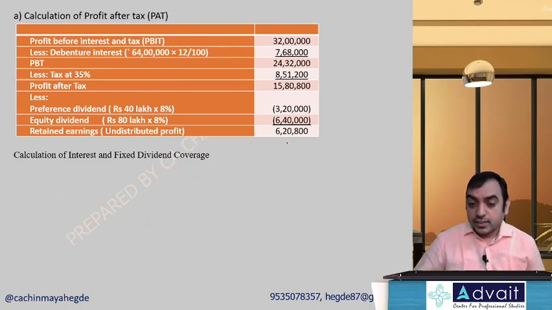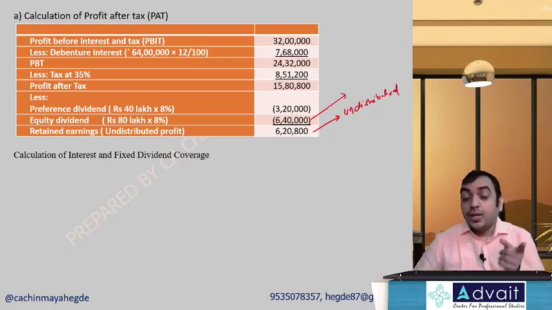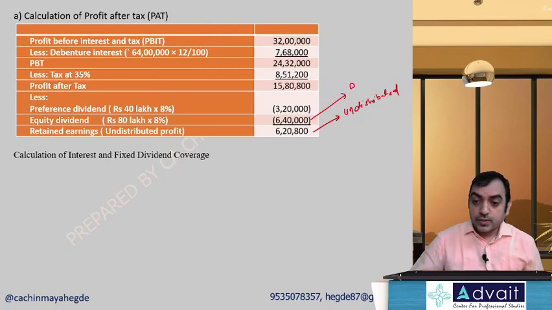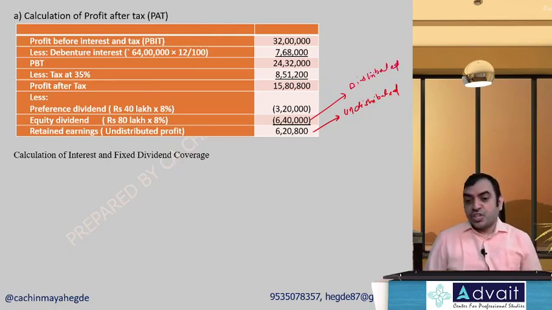So retained earnings is 6 lakh 20,800. This is undistributed profits. And this 6 lakh 40,000 paid to equity shareholder is distributed profit. Don't take preference share dividend, that is not the amount paid to equity shareholder. So from the equity shareholders' point of view, distributed profit is 6,40,000, undistributed profit is 6,20,800. Anyway, write down till here, then we'll come to the ratio calculation. First you write down till here.